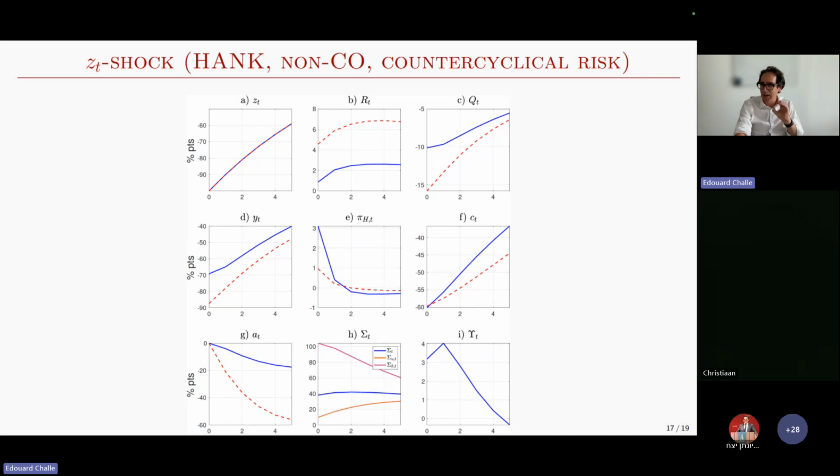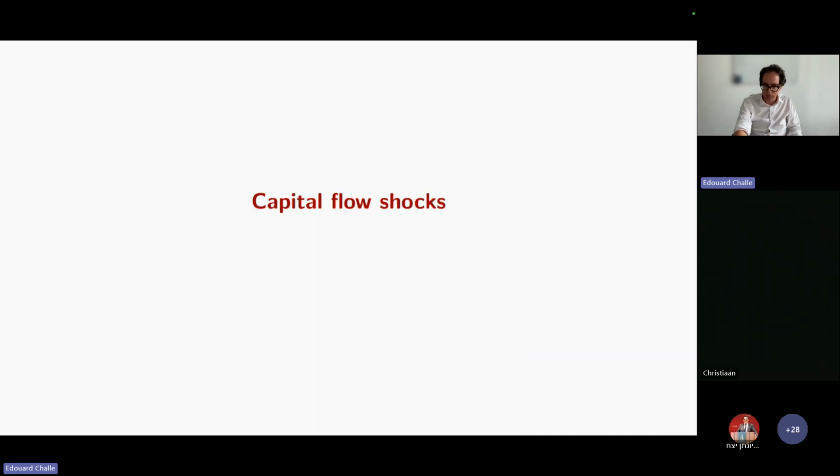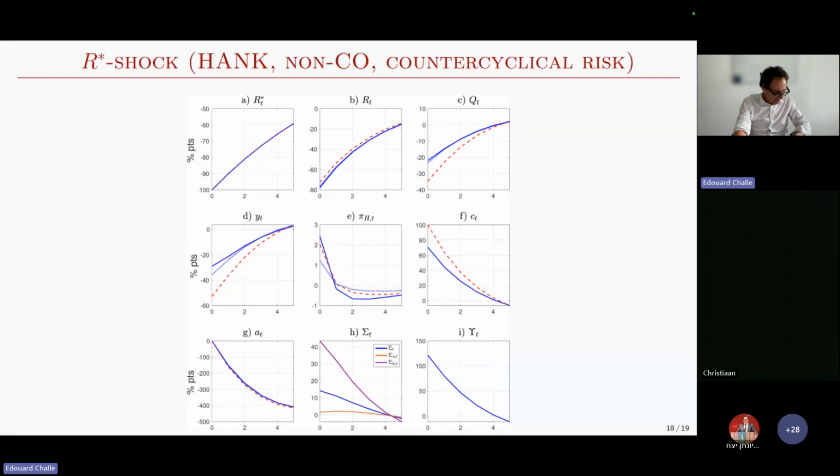So you respond aggressively in the sense that you let inflation go. You can see the blue line here in panel E again. You let inflation go quite a bit to make sure that there is not too much of a contraction in output. I think I have 1 minute left, so I'm gonna just mention what happens after a capital flow shock. Capital flow shock, just to cut a long story short, it's more of the same.